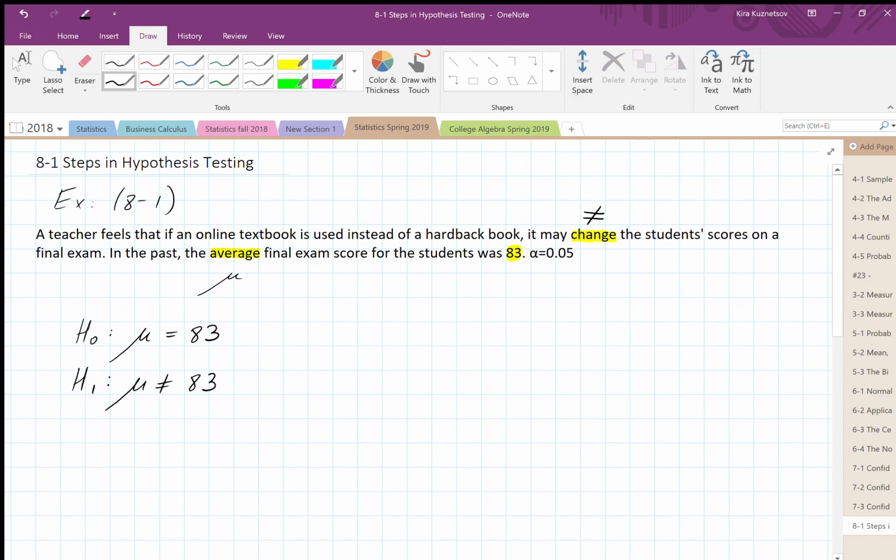So this is my setup. We are using a normal distribution, so I'm drawing a normal curve. The mu of 83 is going to go in the middle. The test statistic will indicate where the sample is placed, but that would be something that I do in the next section, in 8-2. 8-1 is just the setup.